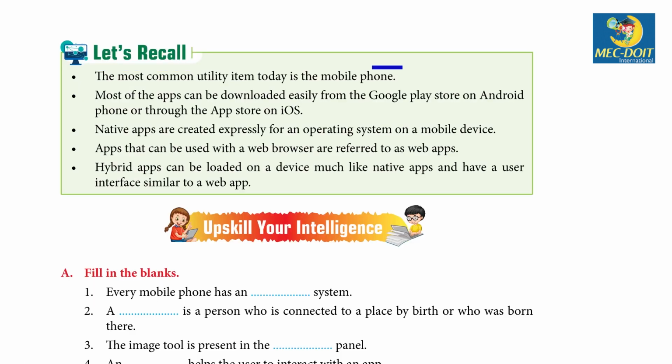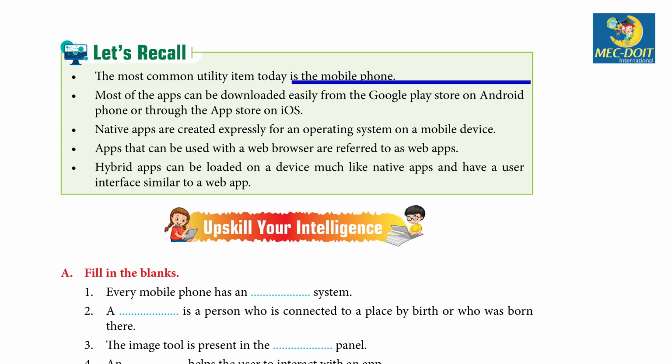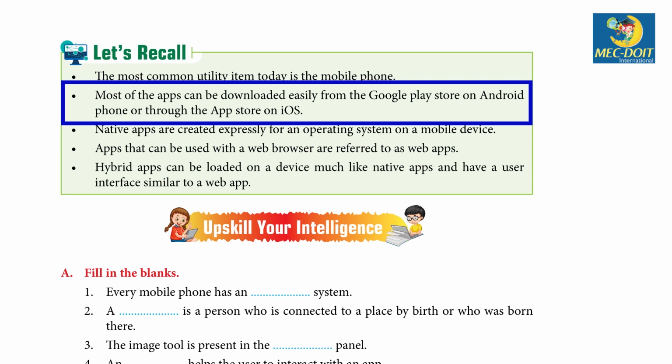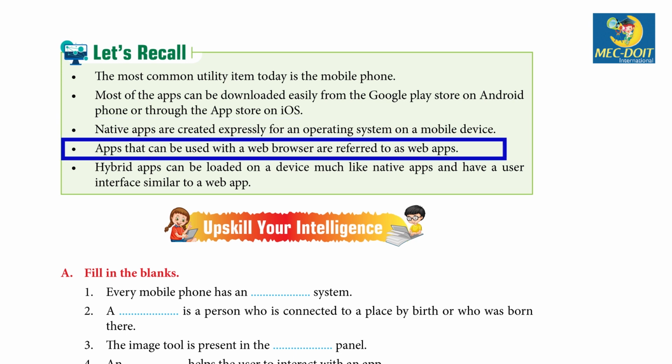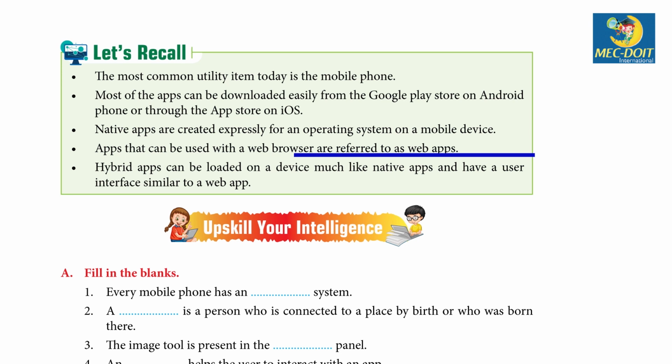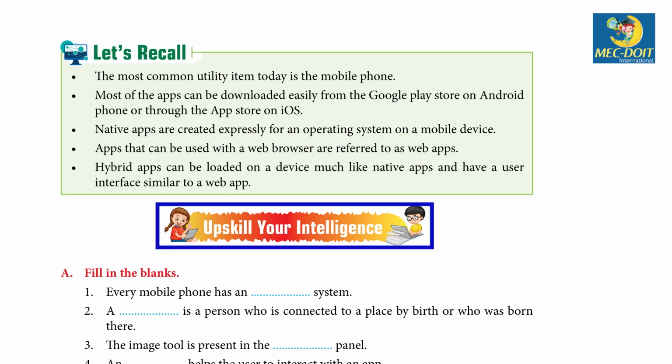Let's recall. The most common utility item today is the mobile phone. Most of the app can be downloaded easily from the Google Play Store on Android phone or through the App Store on iOS. Native apps are created expressly for an operating system on a mobile device. Apps that can be used with a web browser are referred to as web apps. Hybrid apps can be loaded on a device much like native apps and have a user interface similar to a web app. Upskill your intelligence.